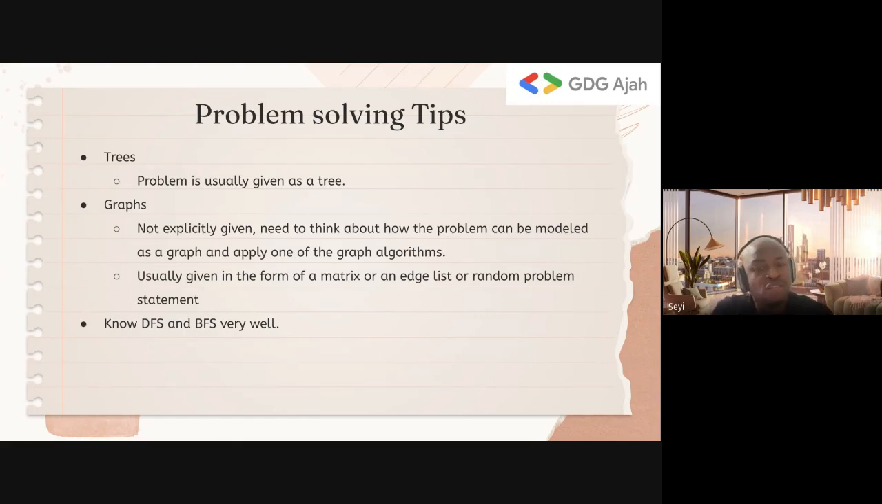But for graphs, it's not usually explicitly given that it's a graph. You need to think about how the problem can be modeled as a graph. They won't tell you that this is a graph. They just give you a problem statement. Usually they'll give you a matrix, or some edge lists, or just a random problem statement. So you need to think about how the problem can be modeled as a graph and apply one of the graph algorithms. Key things to know: DFS and BFS, very, very well.